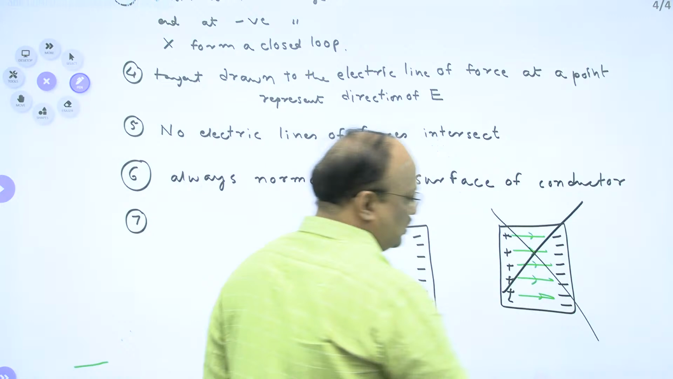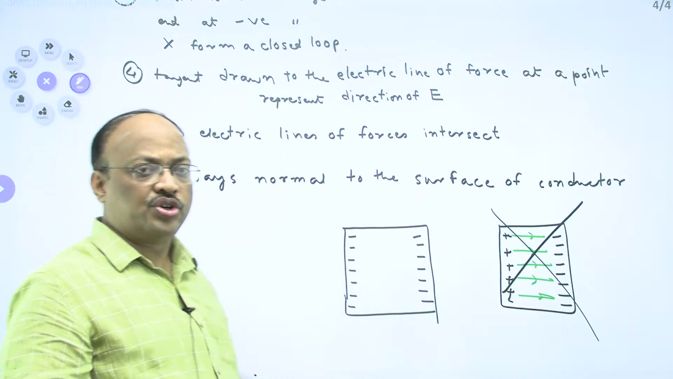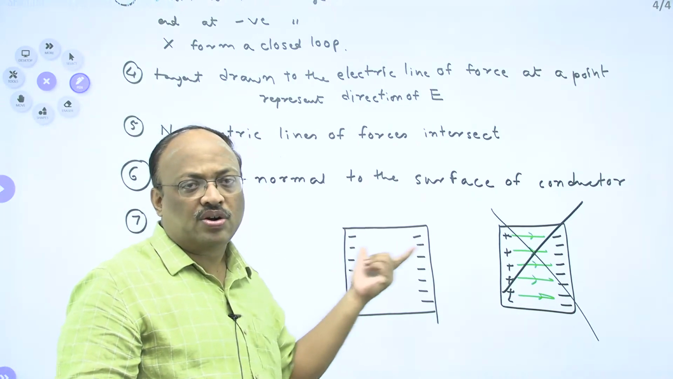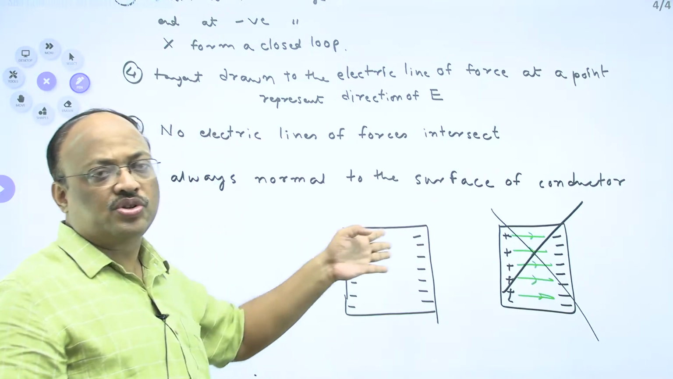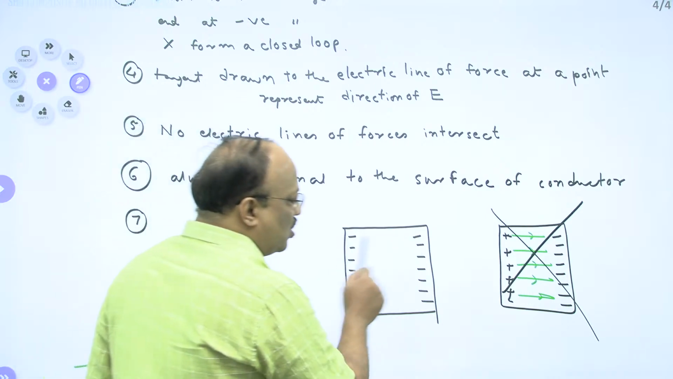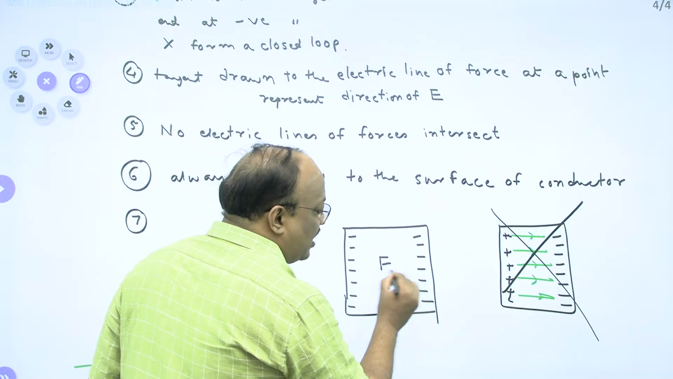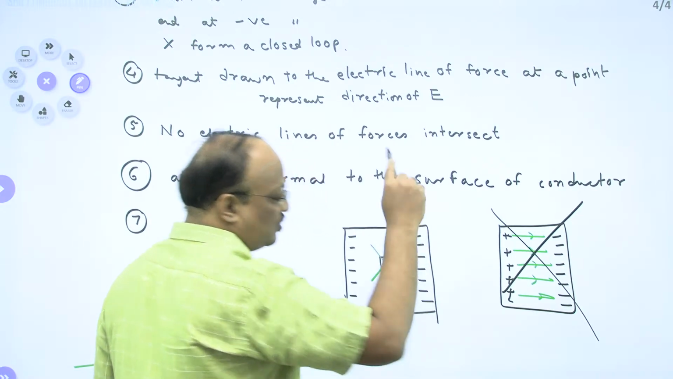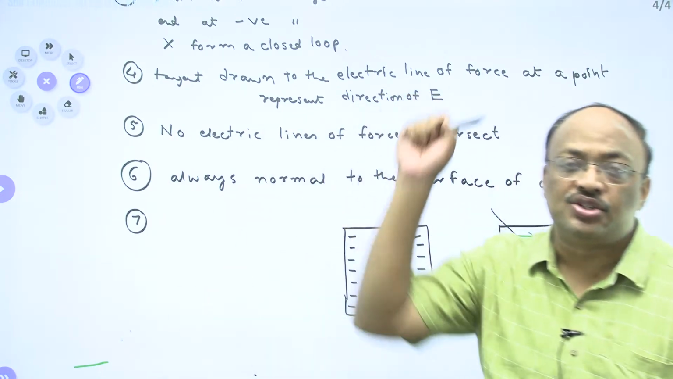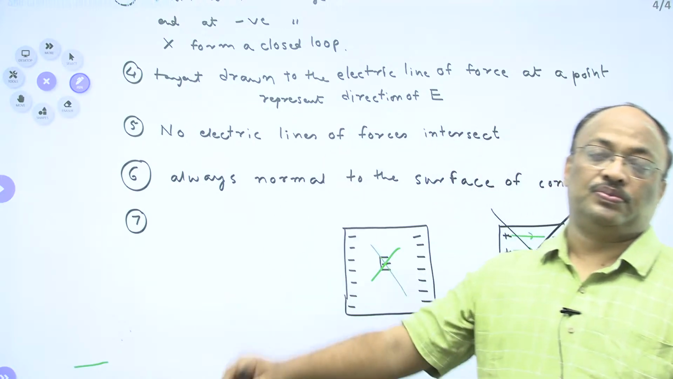If you have charged a body, either the whole body is negative or the whole body is positive. From negative to negative, or positive to positive, we cannot draw electric lines of force. You cannot draw electric lines of force here because the electric field inside the conductor does not exist. Electric field inside the conductor is zero.